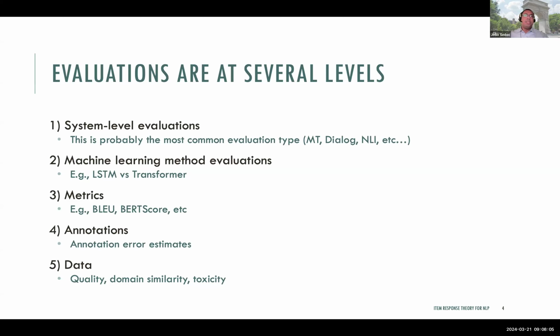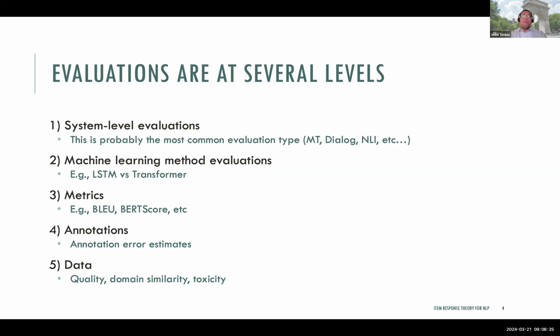Next, an example is annotations. So human annotations or any type of annotations data, we need to care about and evaluate whether these annotations have different types of errors, right? And look at the underlying annotations. And finally, data.